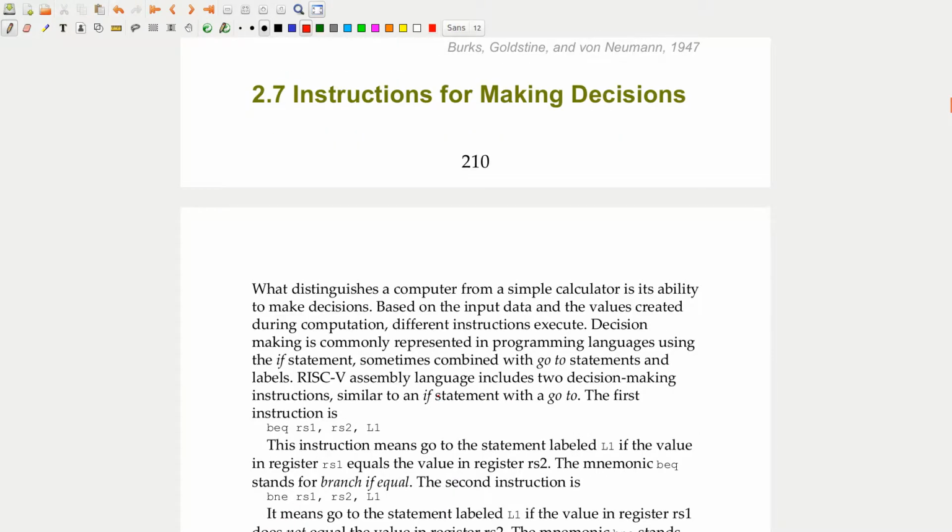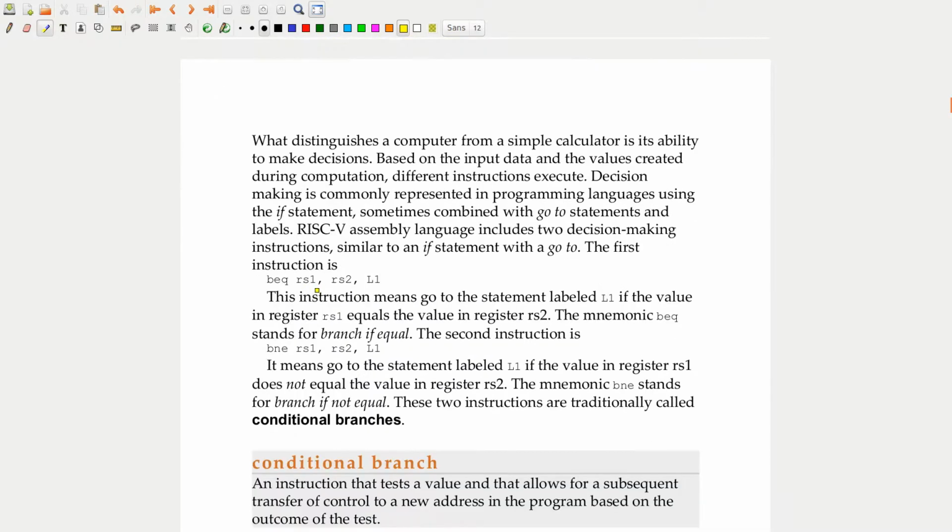Okay. So we were able to get through that section pretty quickly because that's fairly intuitive. So 2.7, instructions for making decisions. What distinguishes a computer from a simple calculator is its ability to make decisions. Unlike a calculator that has a fixed program, this has the ability to change depending on what we need it to do. Decision making is commonly represented in programming languages using the if statement, sometimes combined with go-to statements. These will be things like loops and conditionals. These will determine where we go in a program.